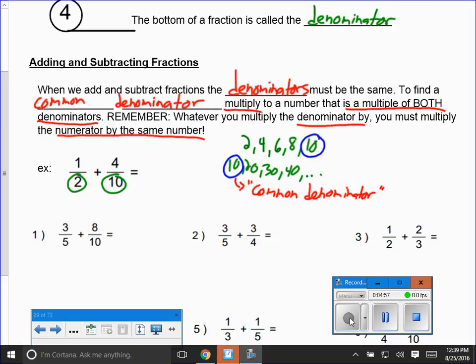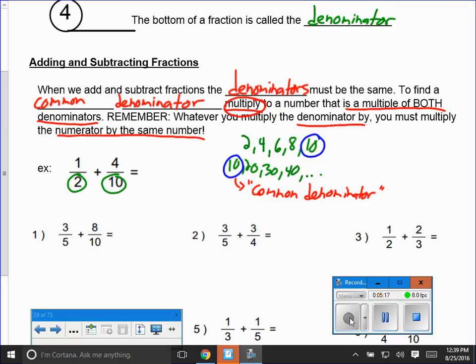Any number that's a multiple of both these numbers will work as a common denominator, but you always want to try and use the lowest common denominator, so the smallest number that is a multiple of both denominators. So again, the way we change the denominator is we're going to multiply.